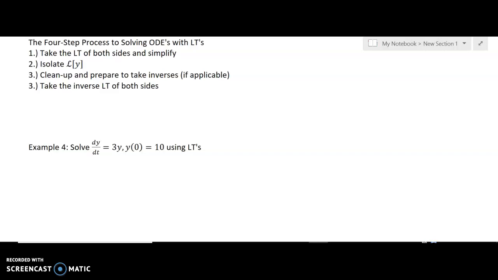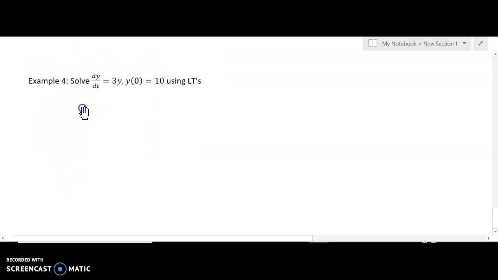So the first thing we're going to do to this equation, example 4, now we already know how to solve this. The solution to dy/dt equals 3y is going to be y equals k e to the 3t. And then with our initial condition, we'll have 10 e to the 3t as our final solution. And so to see that this process will produce the same thing, let's go ahead and do our first step.